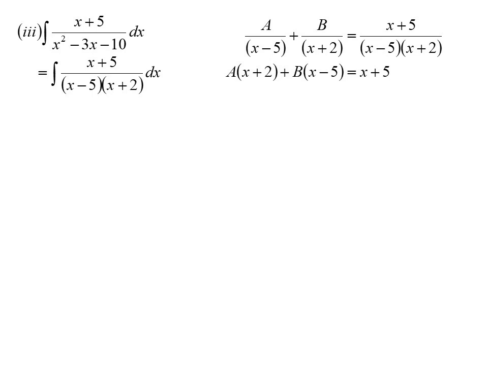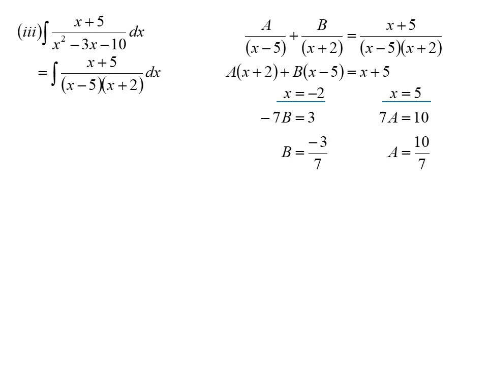So in this case, a on x minus 5 plus b on x plus 2 will equal x plus 5 on x minus 5 x plus 2. Okay, well, again, clever use of substitution here. I'll make x equals negative 2, that'll make the a go away. B is negative 3/7. Now I'll make x equals 5, the b goes away. A is 10/7. Sub back in, and once again we'll end up with a log situation in both of these fractions.